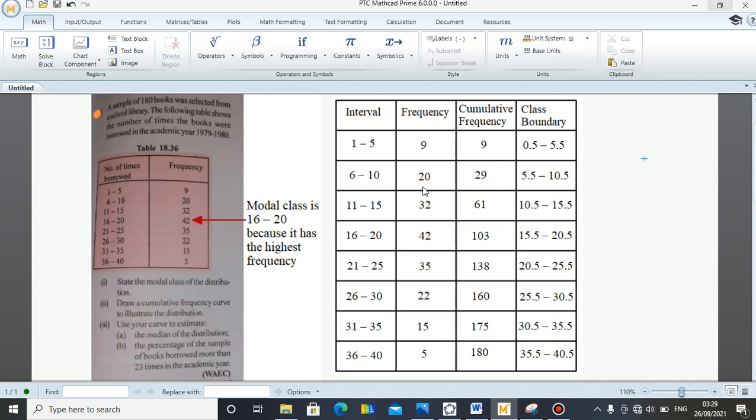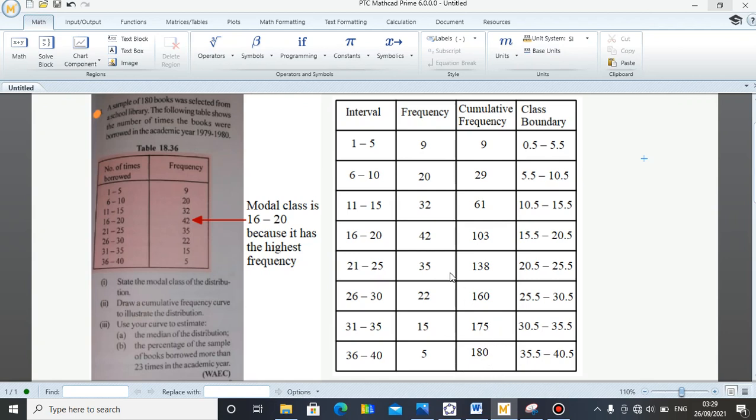Then you start adding it alternatively like this, which is 9 plus 25. Sorry, 9 plus 20 will give you 29. Then 29 plus 32 will give you 62, just like that. 62 plus 42 will give you 103. Then plus 35, 138. Then 138 plus 22, 160. 160 plus 15, 175. Then 175 plus 8 and plus 5 will give you 180. And if you add it very well, you will see that the total frequency, which is 180 here, must be equal to the last cumulative frequency table value here.